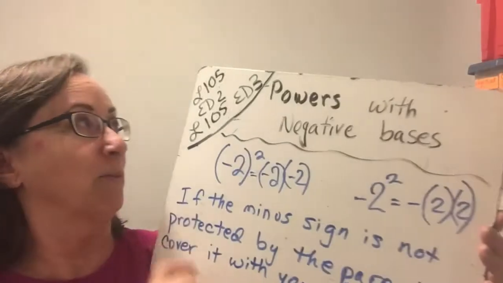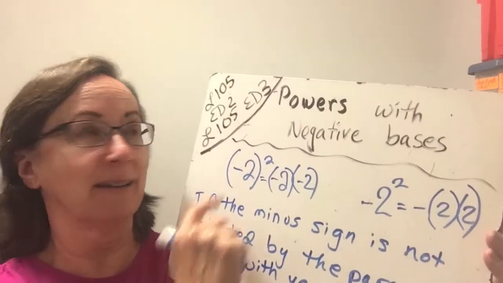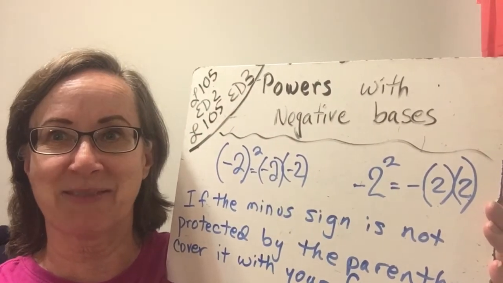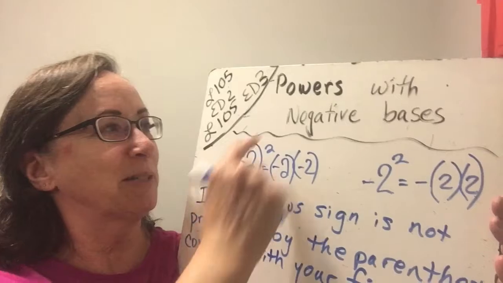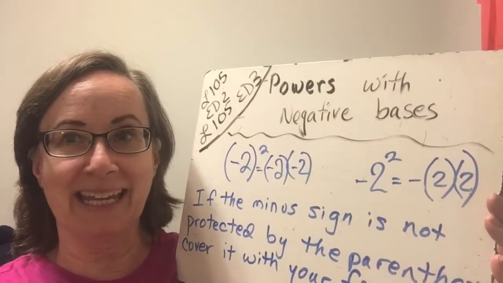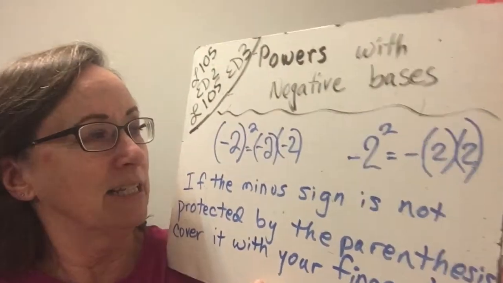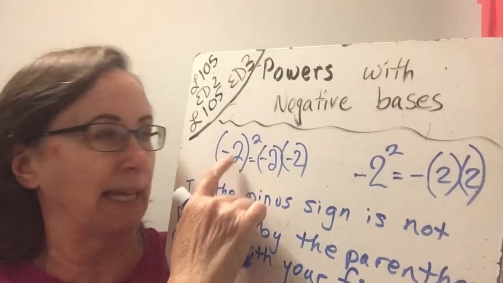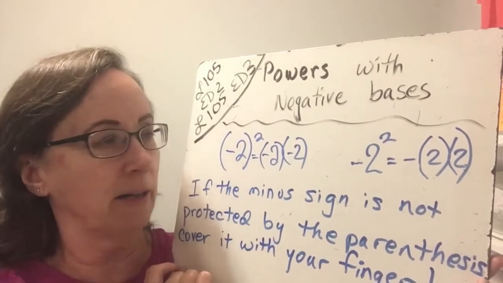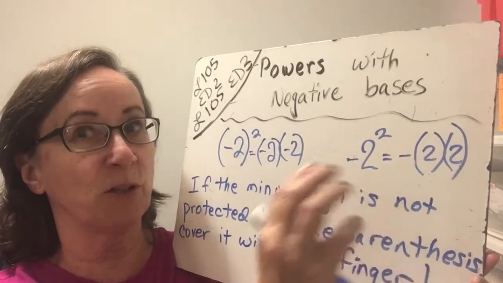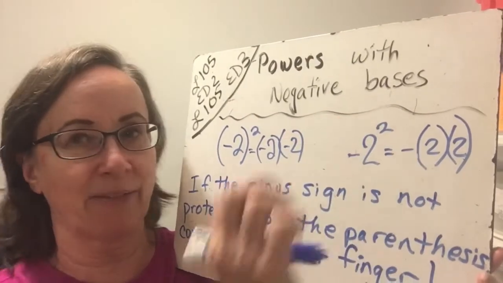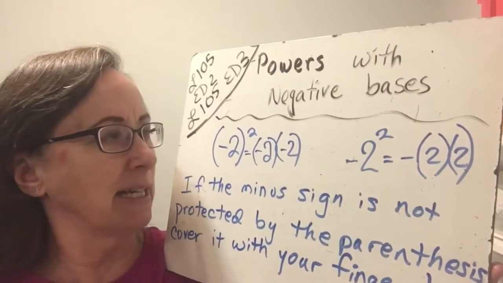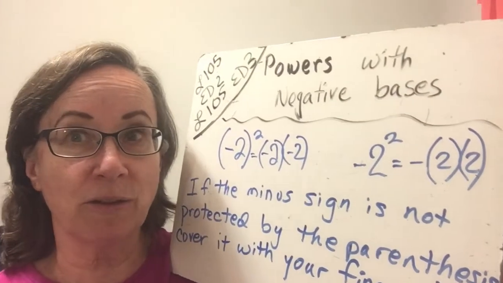Today we're talking about Lesson 105 and Lesson 105. Both editions have the same lesson, and we're talking about powers with negative bases. So this is what we're talking about. We've got -2 in the parenthesis, and outside we have a square. And then over here we have -2 without a parenthesis, and out there we have a square. How are these different, and how do we do them?